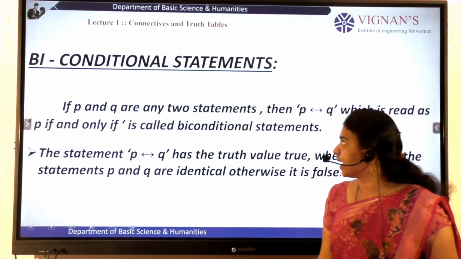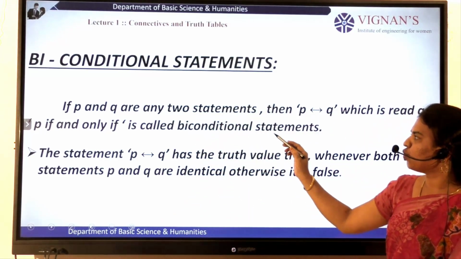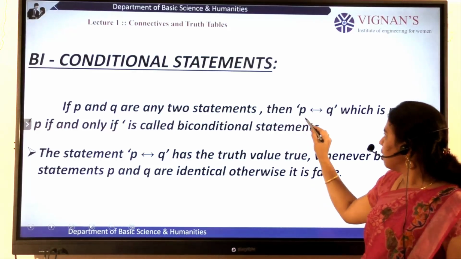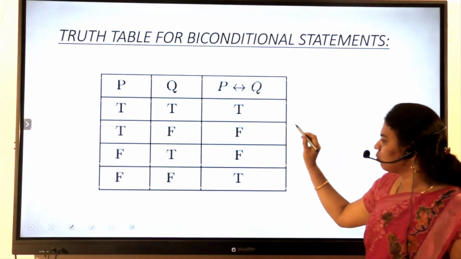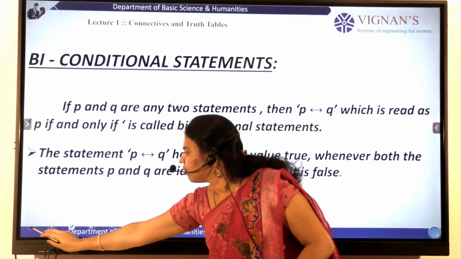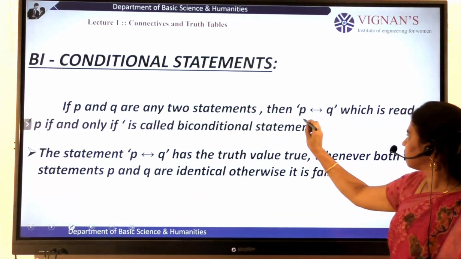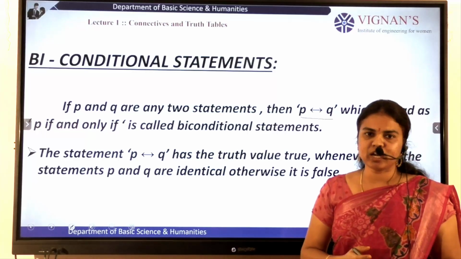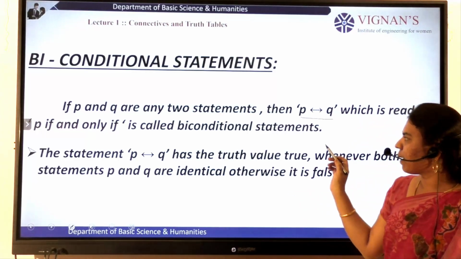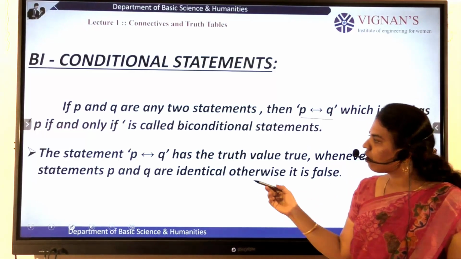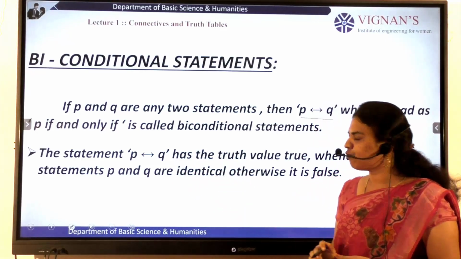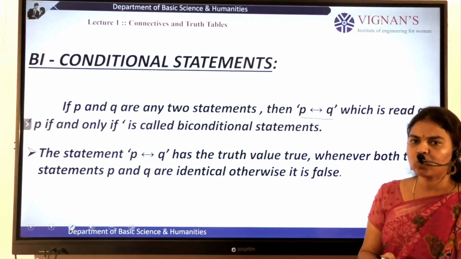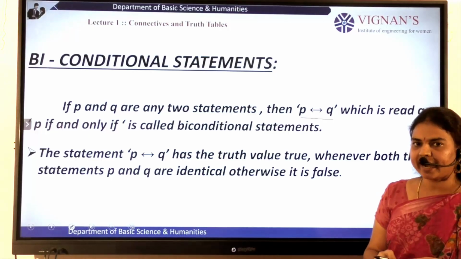Next, coming to the biconditional statements. If P and Q are any two statements, then P if and only if Q, which is read as P if and only if Q, is called the biconditional statement. The statement P if and only if Q has the truth value true when both the statements are identical.